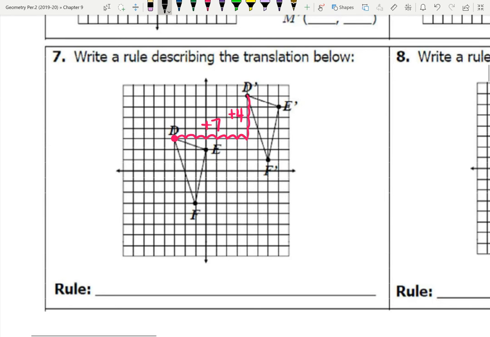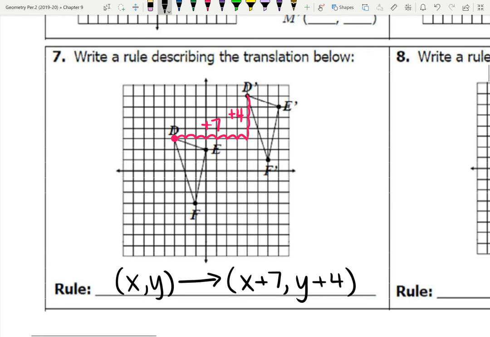So how do I write this rule? I'm going to be using arrow notation. So if you remember, I always start off with x comma y. And again, those represent the original pre-image points. And I put an arrow to show that something happened to it. In this case, all my x values, x left and right horizontal, move 7 spaces, so positive 7 spaces to the right. And the y value moved 4 spaces up, so that's plus 4. If it had gone down, I would have written negative 4, right? So it moved up, so I said plus 4. And there we go. There is the rule to describe the translation below.